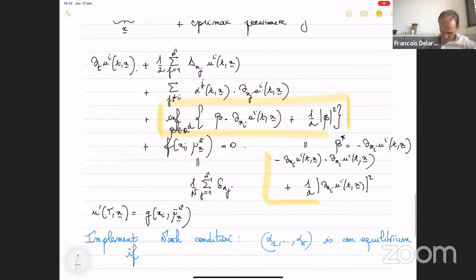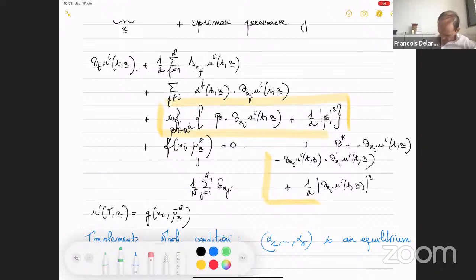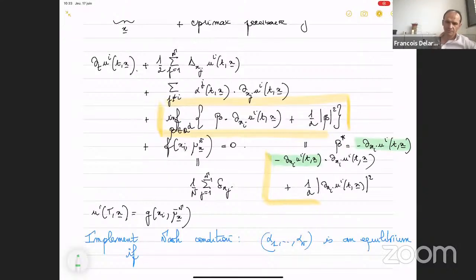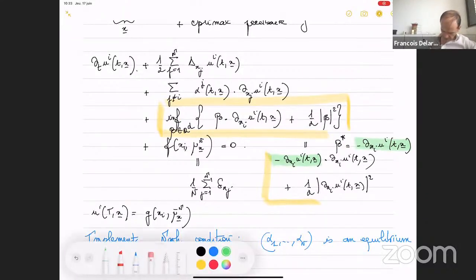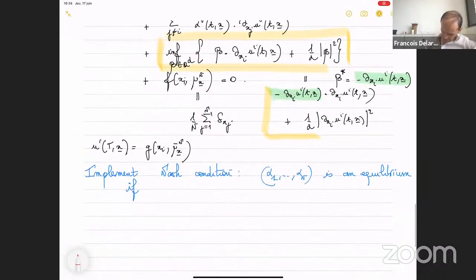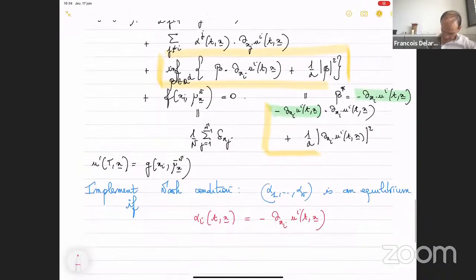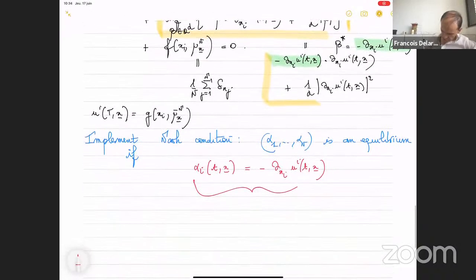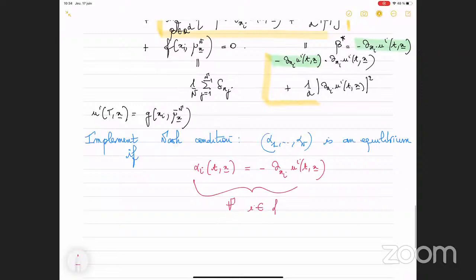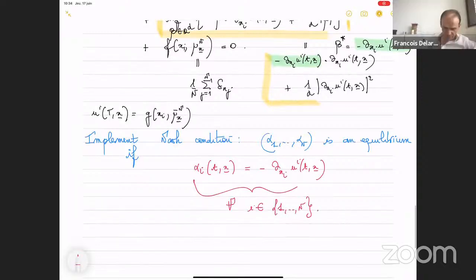So here, what is the best response? The best response is the optimal feedback. And so the optimal feedback is here. This is my optimal feedback. And so at the end of the day, to get an equilibrium, I must have that alpha^i(t, x) has to be equal to minus d_{x_i} u^i(t, x). And this should be for any i.